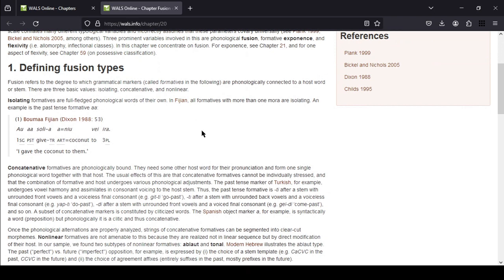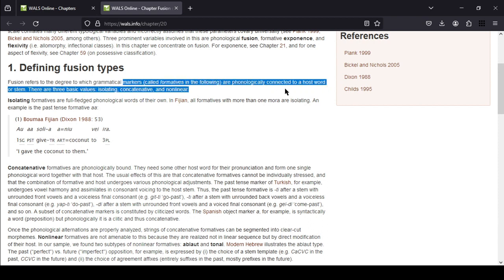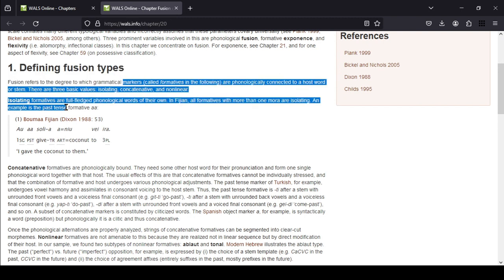Let's define some fusion types. Fusion refers to the degree to which grammatical markers, or formatives, are phonologically connected to a host word or stem. There are three basic values: isolating, concatenative, and nonlinear. Isolating formatives are full-fledged phonological words of their own.